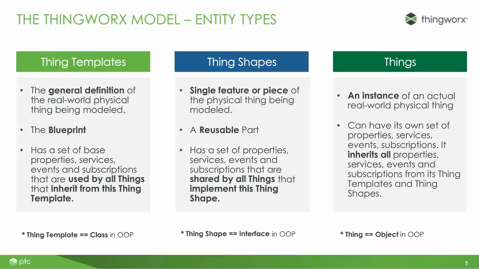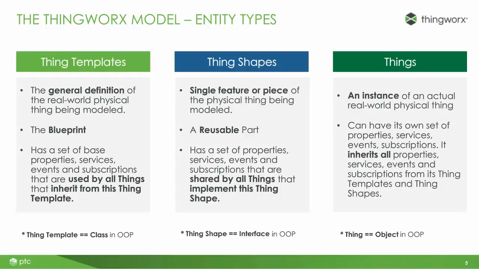A thing shape is just a piece, a single feature, or a single part of the physical thing in the physical world. So it can be anything from a set of functionality, or it can be an actual physical part of your thing. That also has properties, services, events, and those will all get inherited down the inheritance chain as well. And then the main thing is the actual thing.